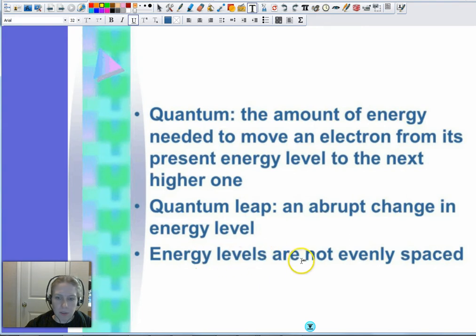And energy levels are also not evenly spaced. So you couldn't measure and say, okay, each one is half a nanometer spaced apart. They weren't equal.